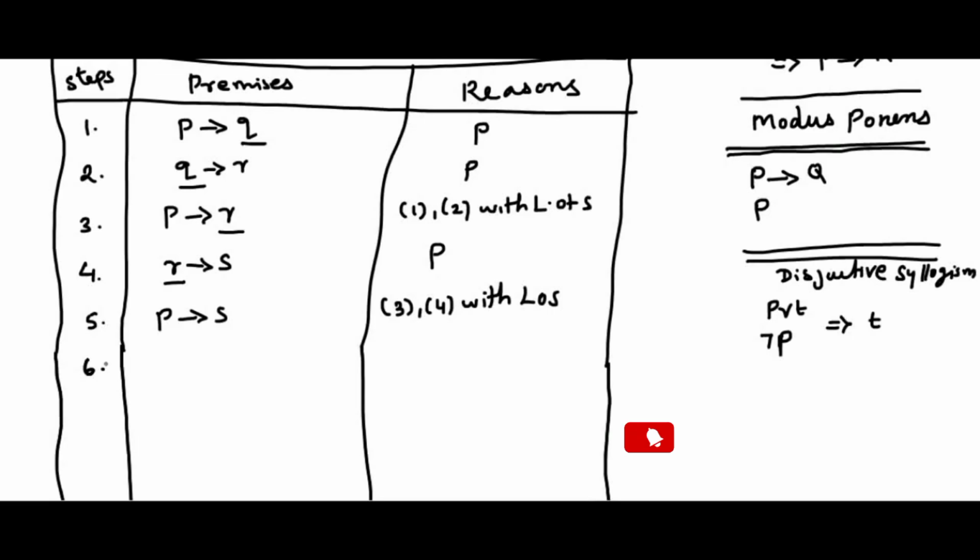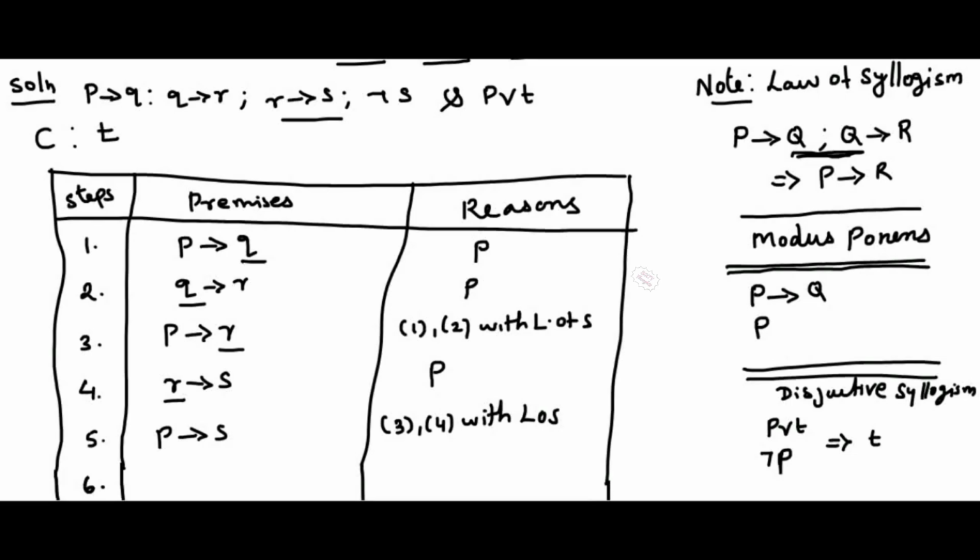Using any of these steps, that means from step number 5, we are unable to write the conclusion statement, that is T. Why? Because in the above steps there is no variable T, right? So I am going to consider one premise. Here we have two different premises: negation S, and P or T.